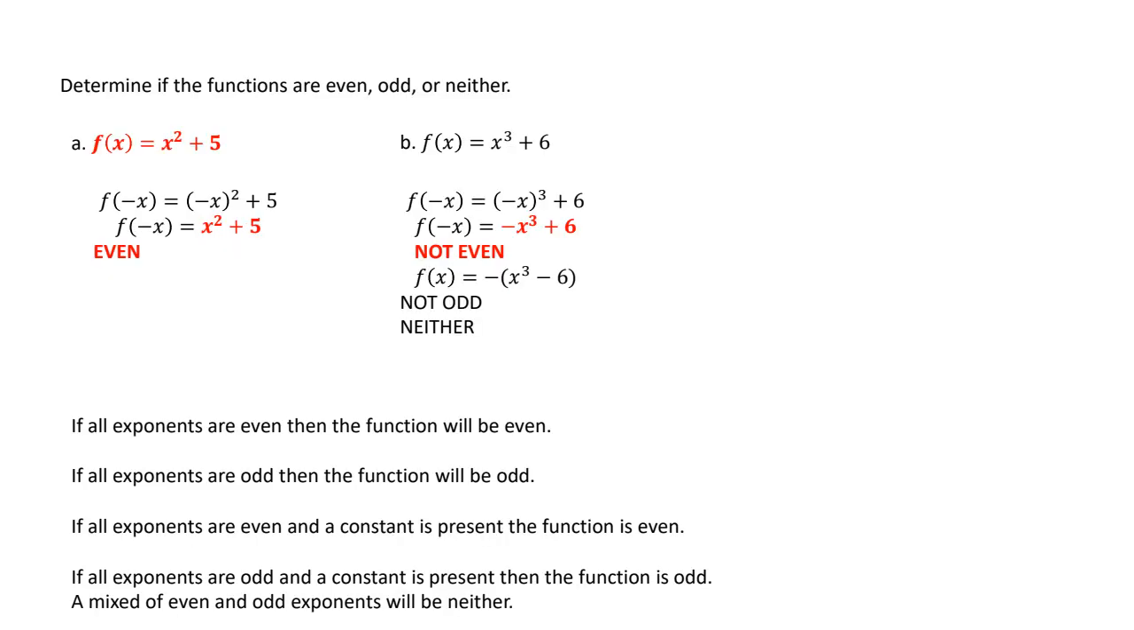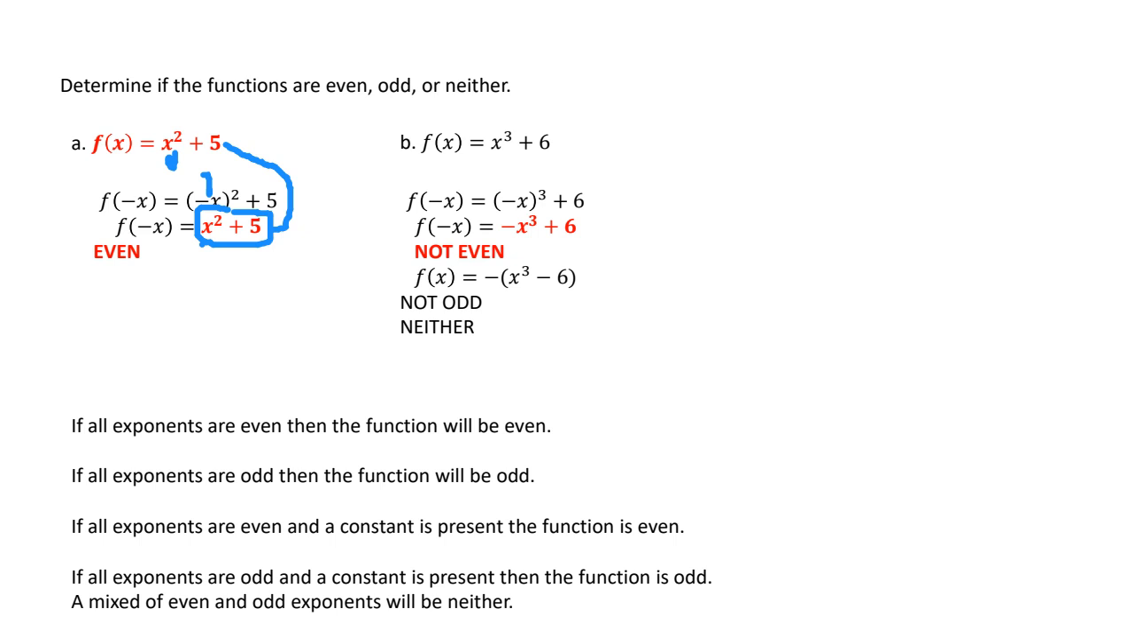Okay, now here we have another one, right? We have f of x equals x squared plus 5. So again, I'm going to plug in the negative x in there, which I just did here, right? And like before, a negative x to the even power is going to give us a positive. If we notice, this goes back to the original, right? That means the function is even.